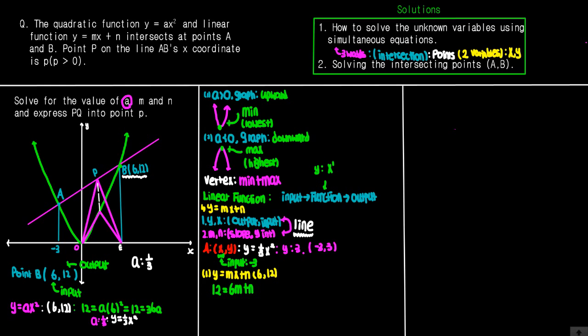Let's think about inputting our second point, A. Let's remind ourselves what the linear function was: y is equal to mx plus n. Our point A was (-3, 3). If we input that into our function, it gives us 3 is equal to -3m plus n.